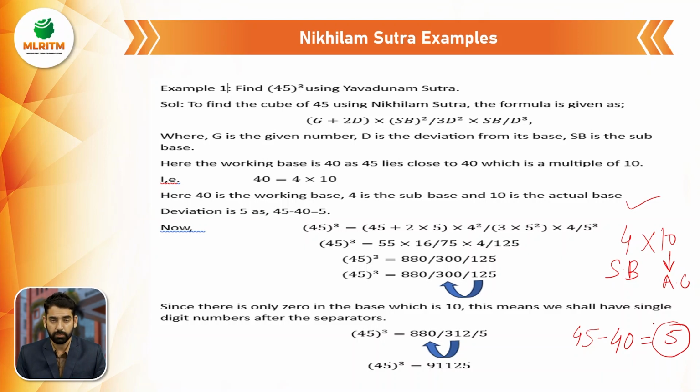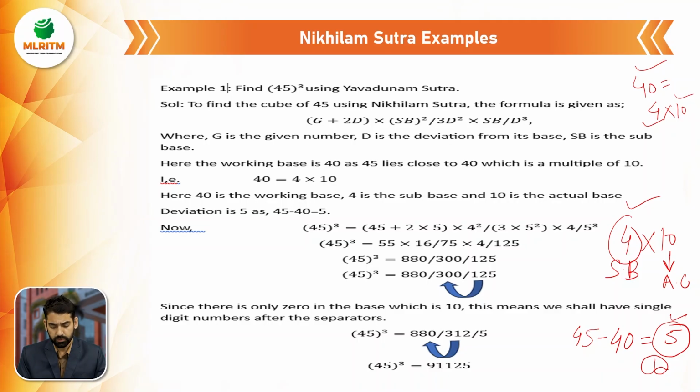So don't be confused about deviation and sub base. 45 is 5 places greater than the working base, that means 45 minus 40 equals 5. So 5 is considered here to be the deviation, and 4 is considered to be the sub base, because the actual base, which is 40 in this case, can be written as 4 into 10, where 4 is known as the sub base and 10 is known as the actual base, and 40 is known as the working base. So remember these terms.